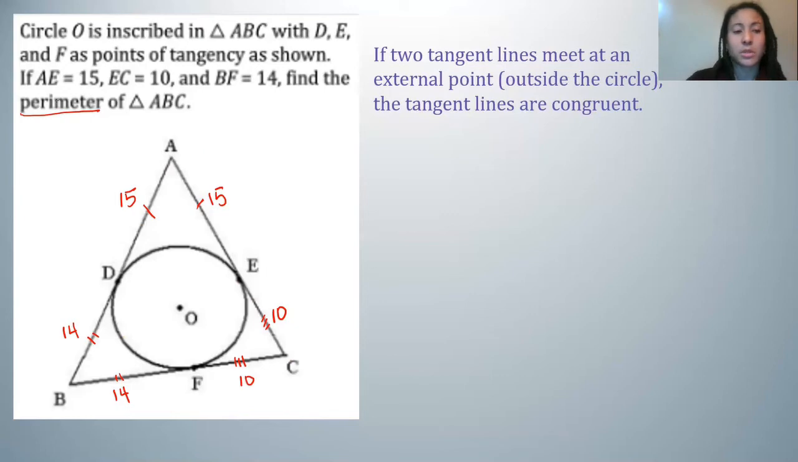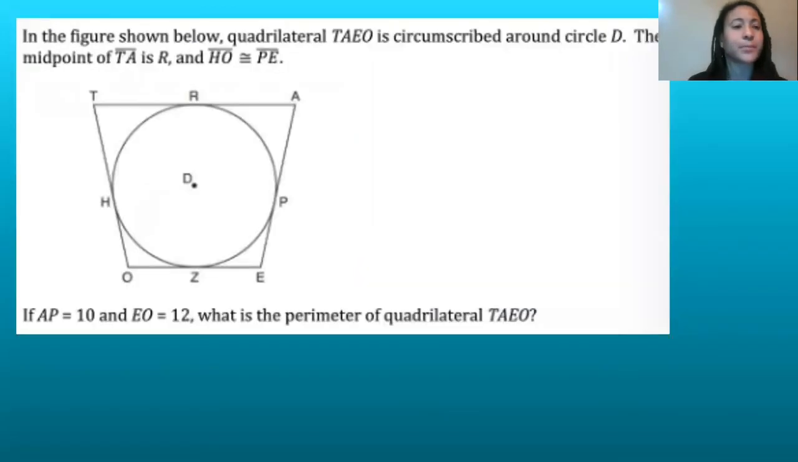Once again, perimeter means we want to add up all the sides. So we have 15 plus 15 plus 10 plus 10 plus 14 plus 14. When we use our handy dandy calculator, we get 78. So the perimeter of triangle ABC would be 78. Easy? I hope so. All right, last one.